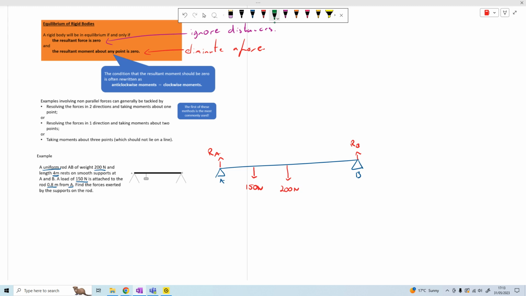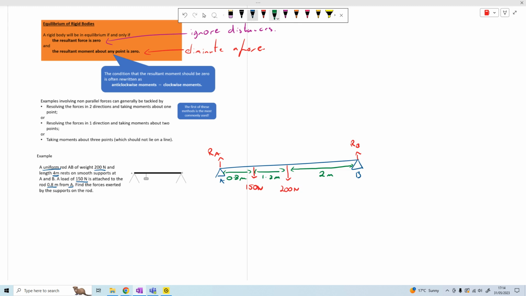Then let's start putting some distances on. First of all, this 200 newtons is in the middle, so I know the distance from there to B must be 2 meters, so the total distance is 4. I also know that this is 0.8 from A, which means this little gap here must be 1.2. Yes, I know my diagram's not necessarily to scale, but we get the idea of what we're looking for.